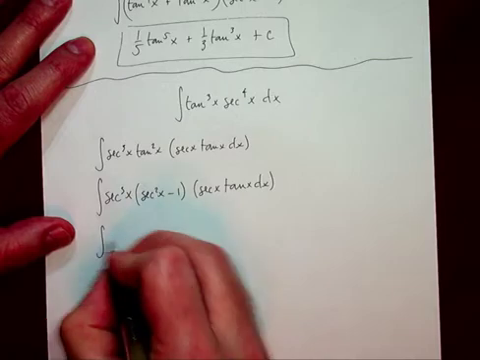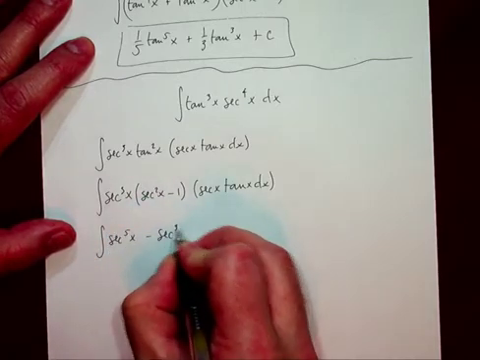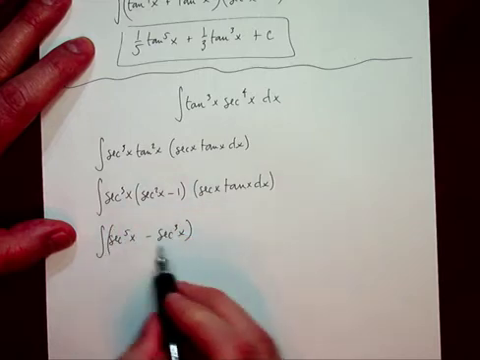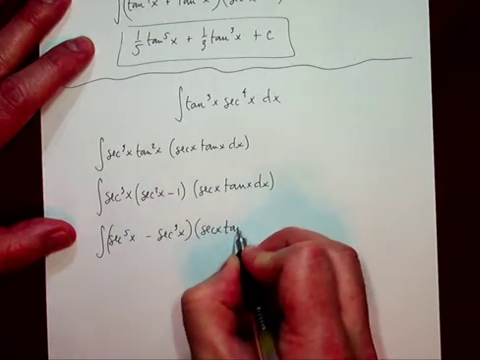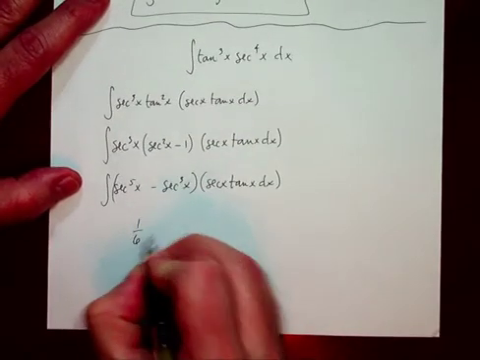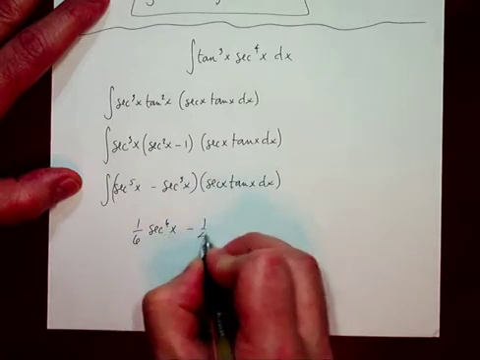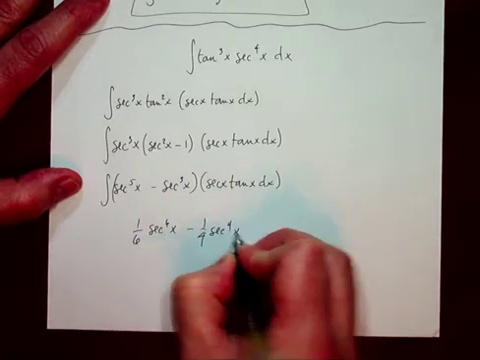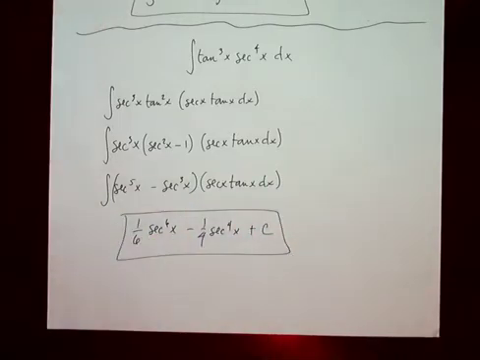And this becomes secant to the fifth x minus secant to the third x. So that's u to the fifth minus u cubed. And this right here is, of course, your du, at which point I get 1/6 secant to the sixth x minus 1/4 secant to the fourth x plus c. And that basically is how that one is done.